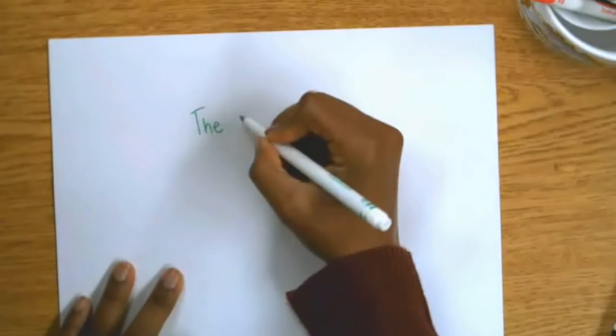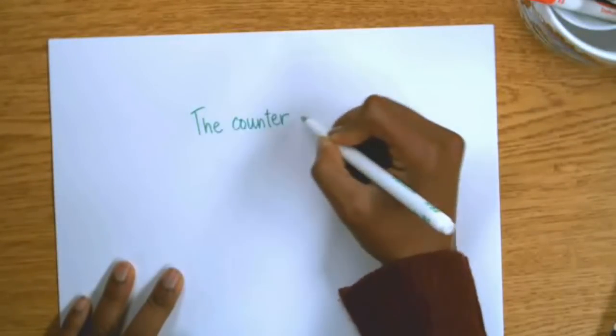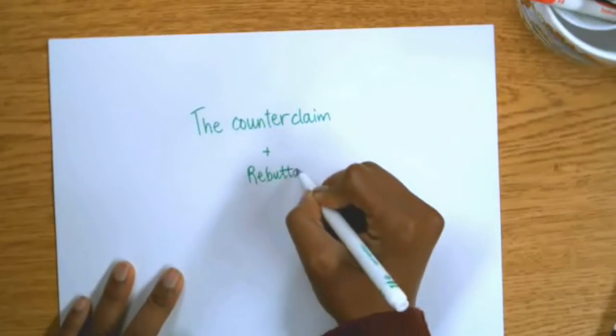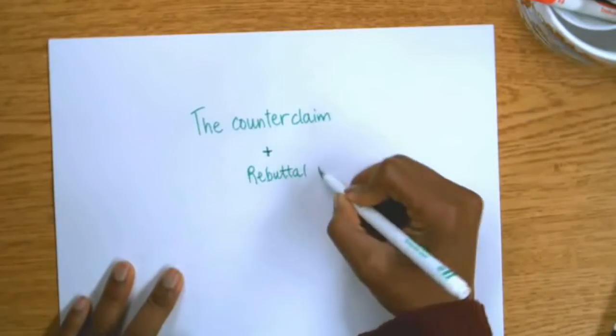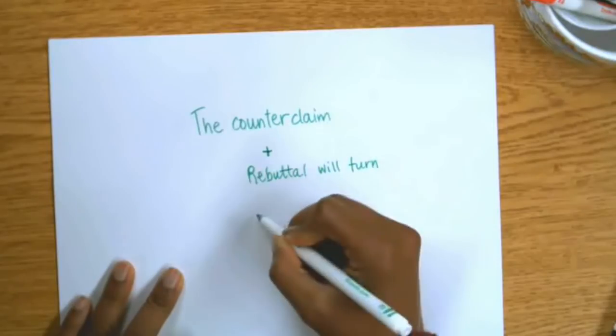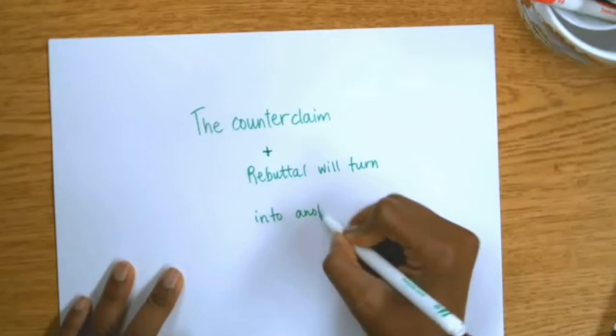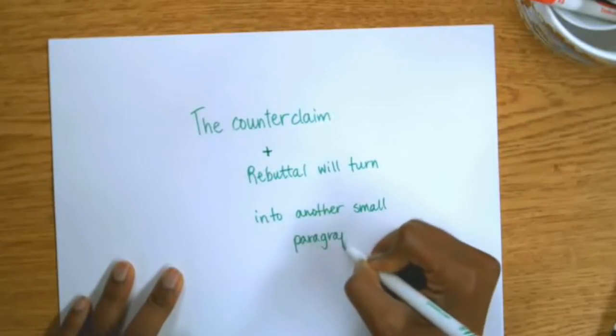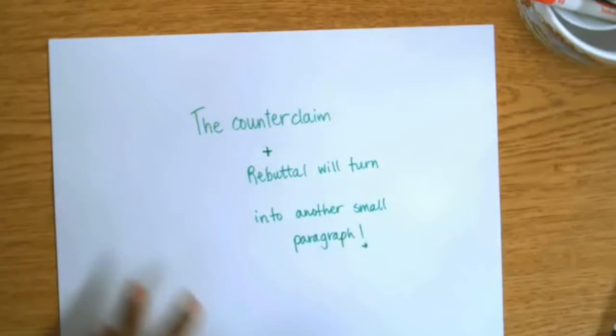So when you combine the counterclaim and the rebuttal, this will turn into another small paragraph. So you would have your claim paragraphs, and then you would have another paragraph that contains your counterclaim and your rebuttal together. So that would be an additional paragraph.